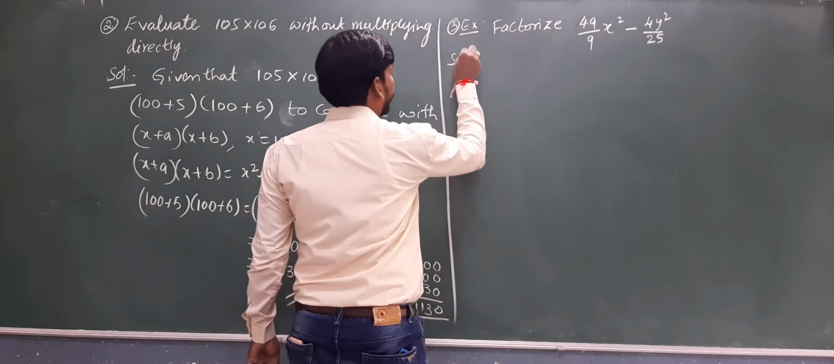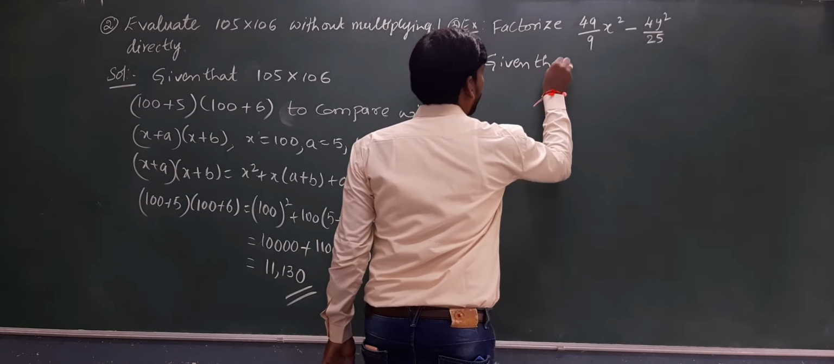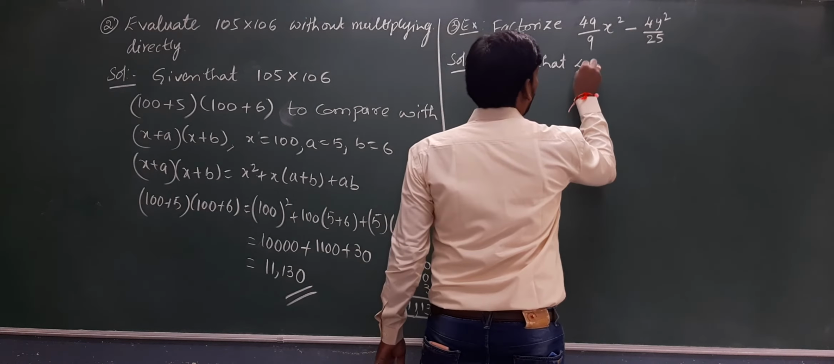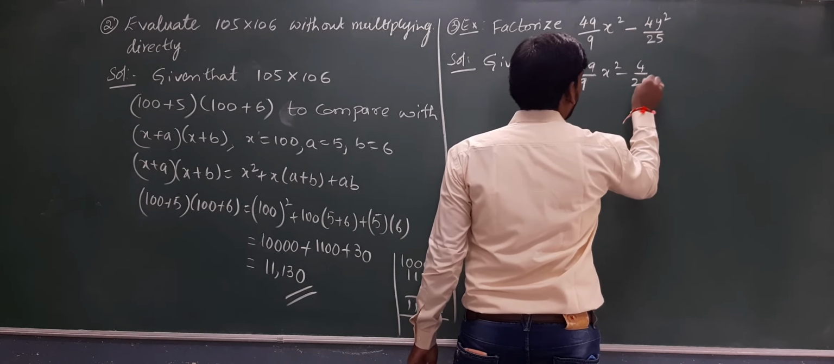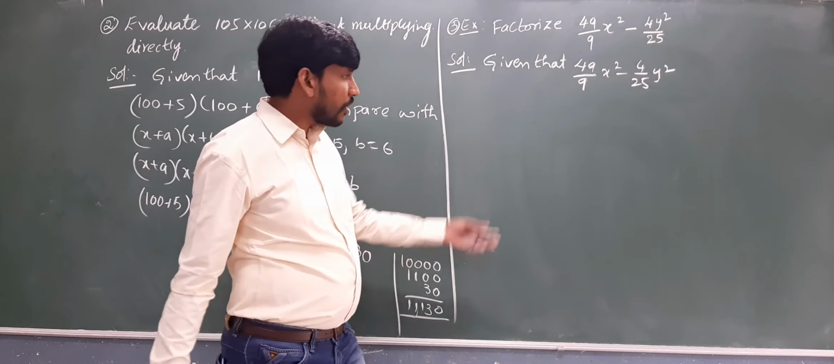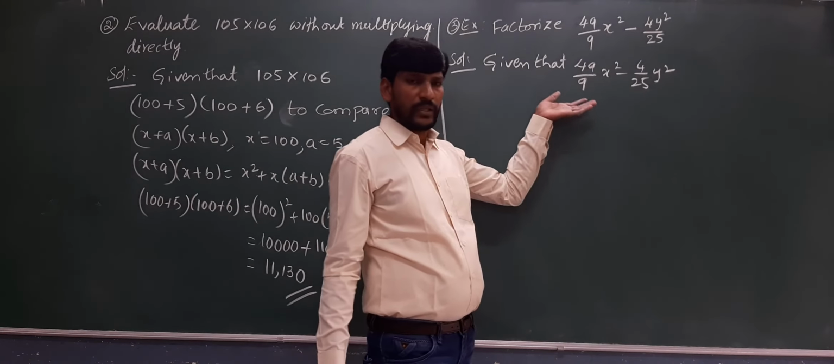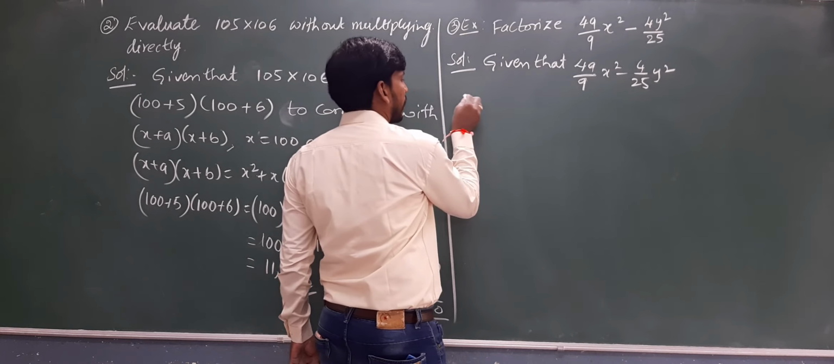The solution: 49 by 9 x square minus 4 by 25 y square. Now see this here. We are going to separate each and every term. You have to simplify them separately so you can understand easily.